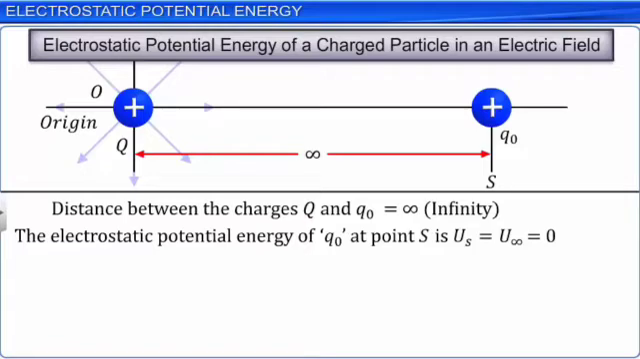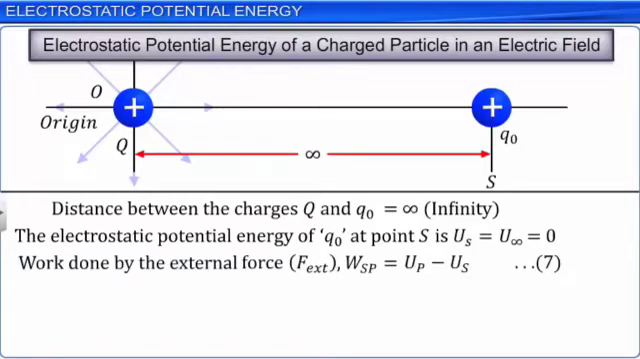Therefore, the work done according to equation 7 can be rewritten as WSP is equal to UP minus U infinity, which can be written as WSP is equal to UP, since electrostatic potential energy at infinity is equal to 0. That is, U infinity is equal to 0. Let this be equation 8.